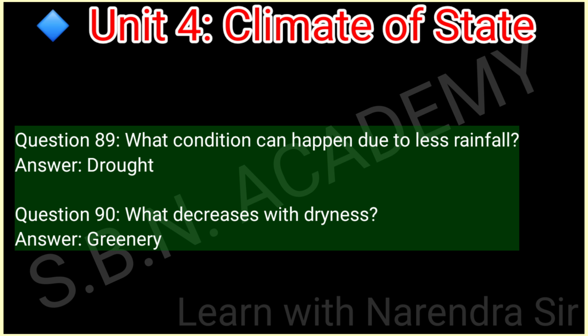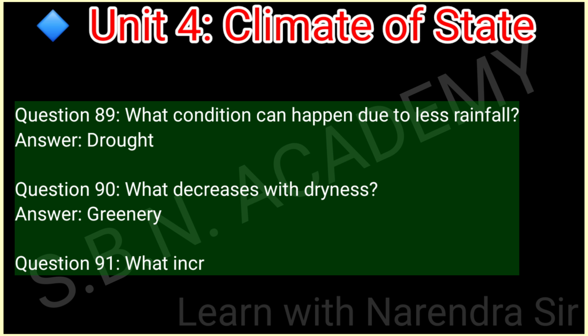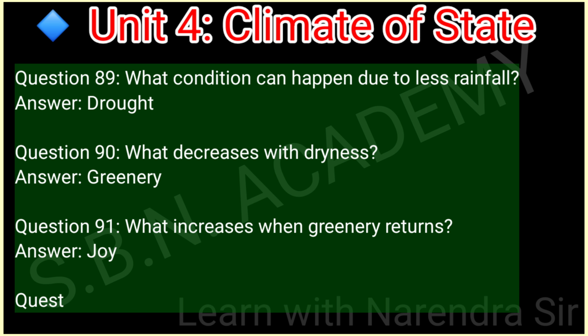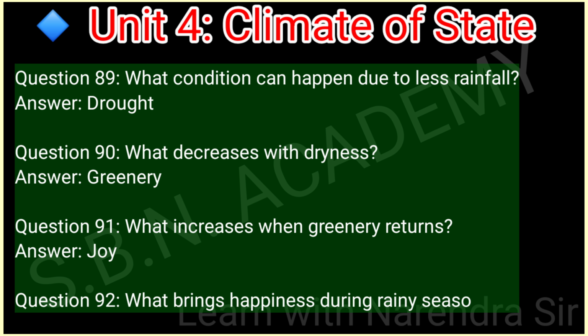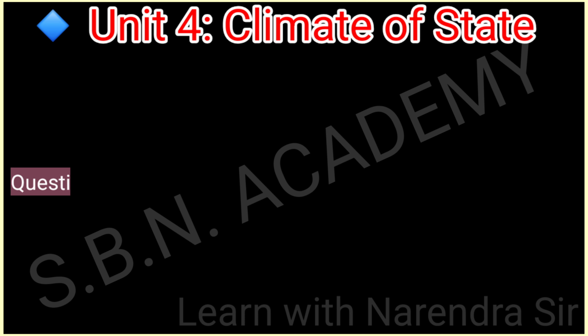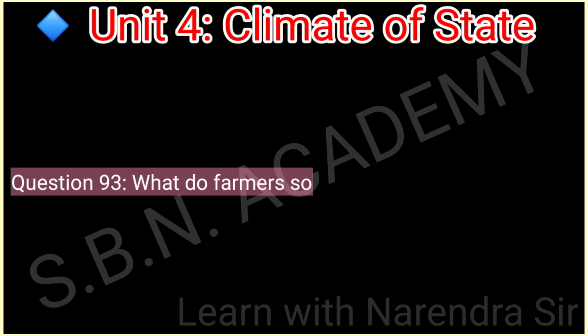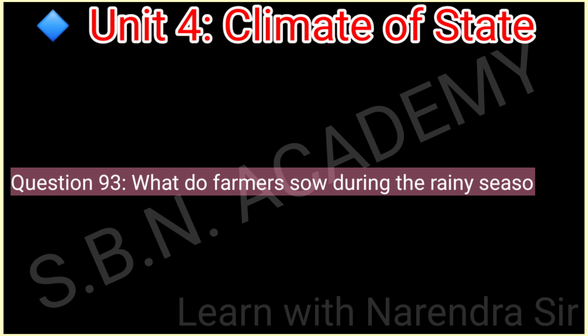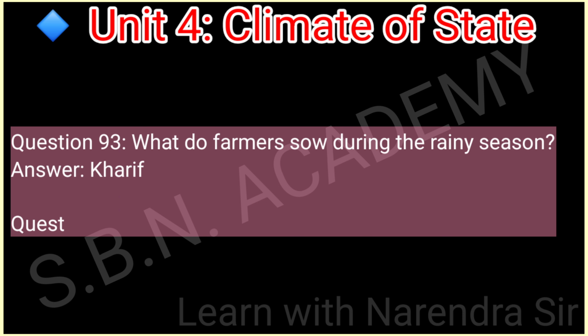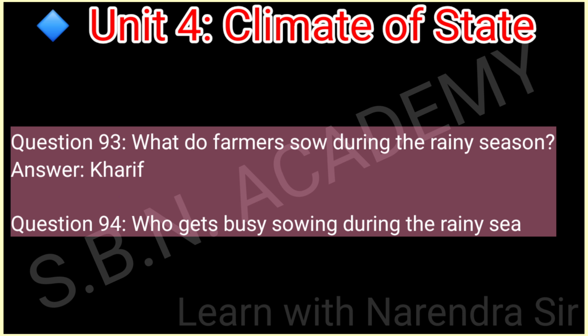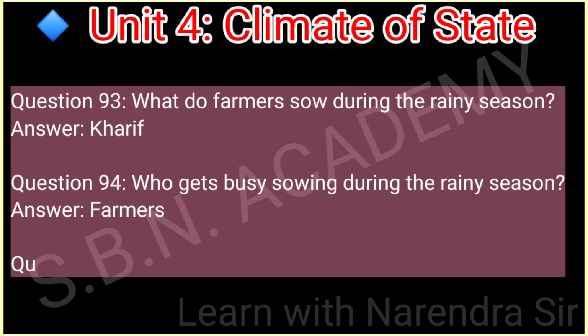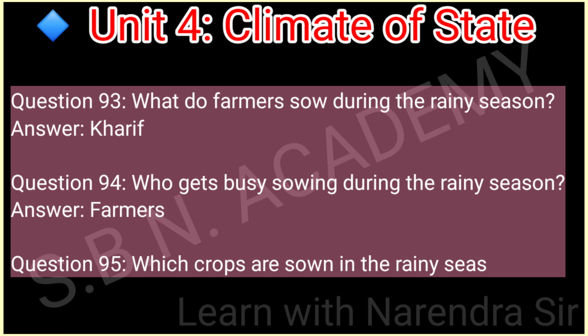Answer, greenery. Question 91. What increases when greenery returns? Answer, joy. Question 92. What brings happiness during rainy season? Answer, bloom. Question 93. What do farmers sow during the rainy season? Answer, kharif. Question 94. Who gets busy sowing during the rainy season? Answer, farmers. Question 95. Which crops are sown in the rainy season?